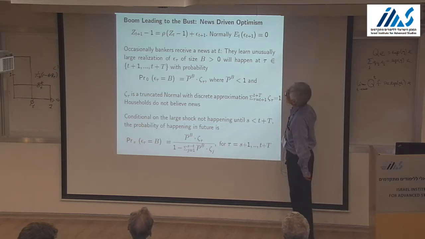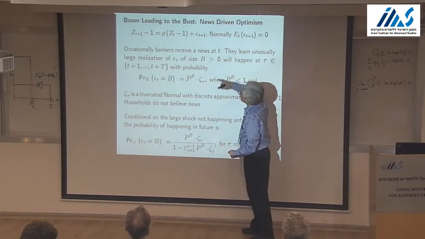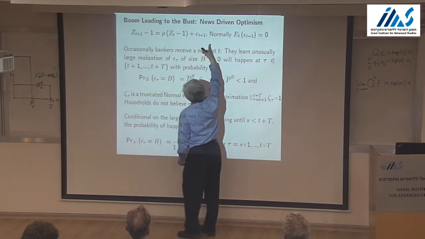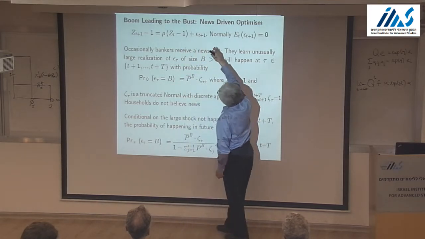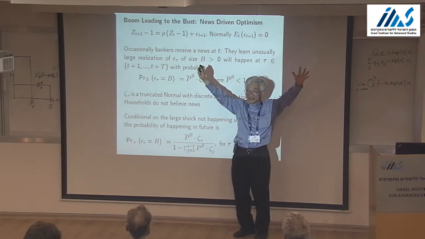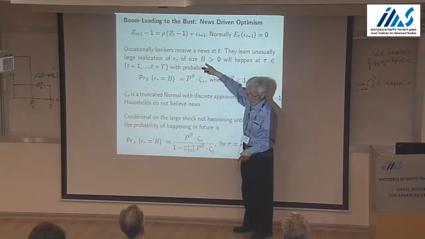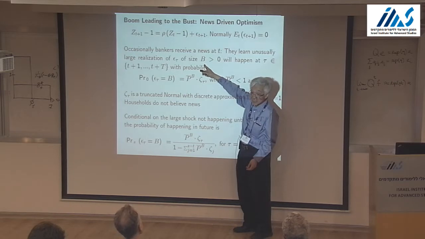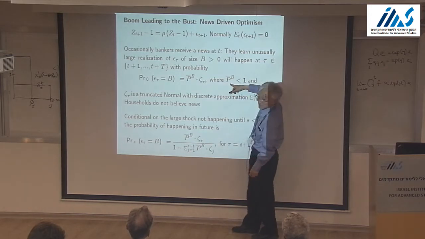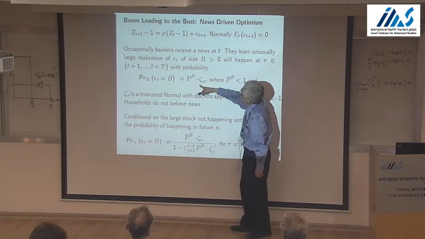Basically, we are going to have the bankers' belief. So there is news, on top of the usual AR1 process, and these are the innovations. The bankers occasionally get the news, which suddenly says that in the next big T periods, we are going to have a big positive productivity shock, innovation. And the probability that the big innovation comes is distributed according to that distribution.